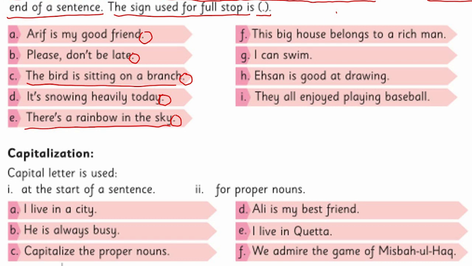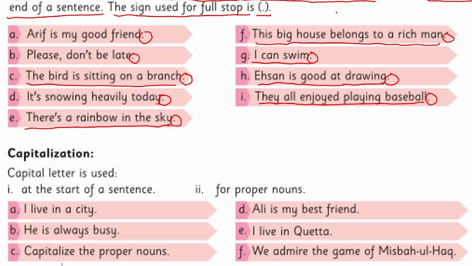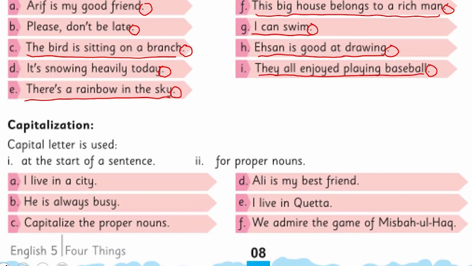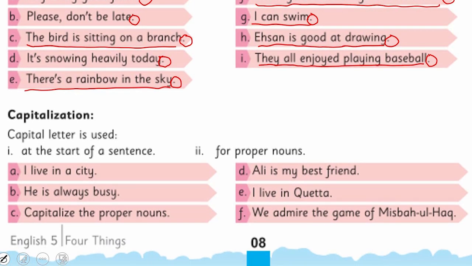Another sentence is, this big house belongs to a rich man. Then full stop. I can swim, full stop. Ahsan is good at drawing, full stop. They all enjoyed playing baseball, full stop. So the full stop was already discussed in the previous classes. Here we are going to discuss it for revision purposes. Here we are revising that.